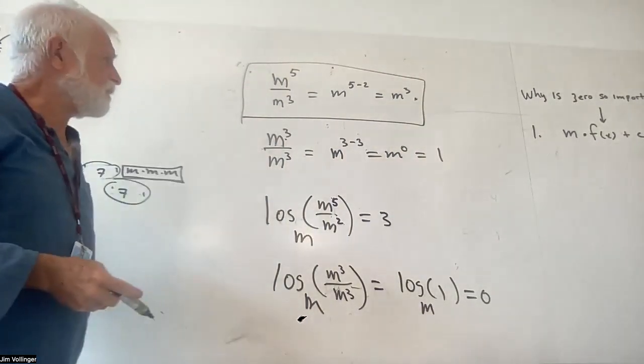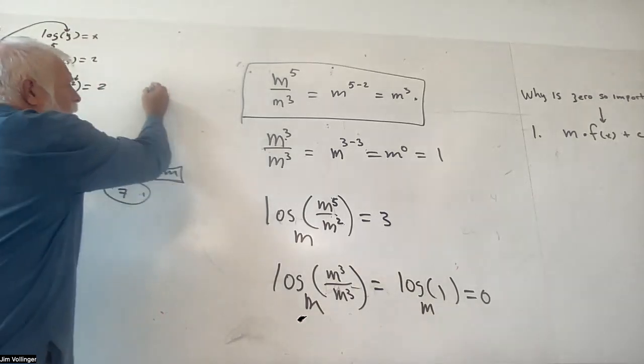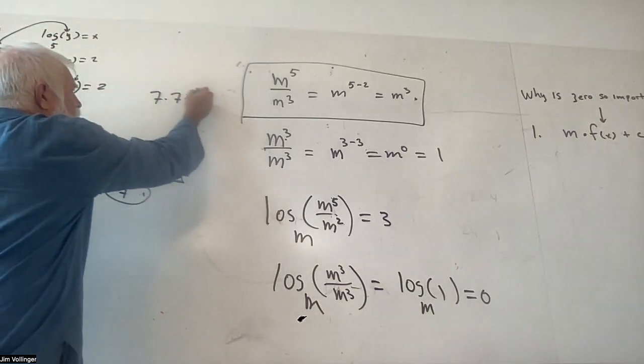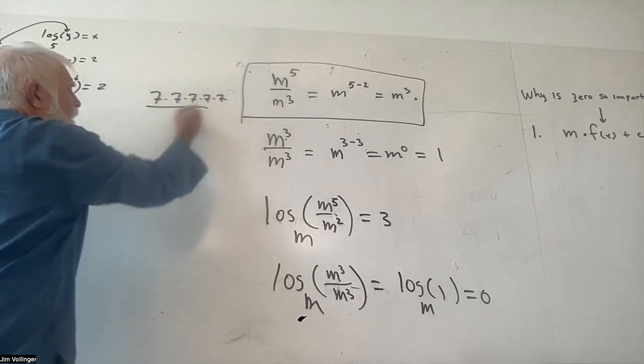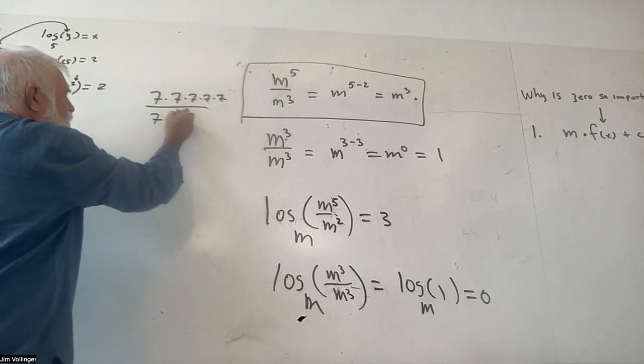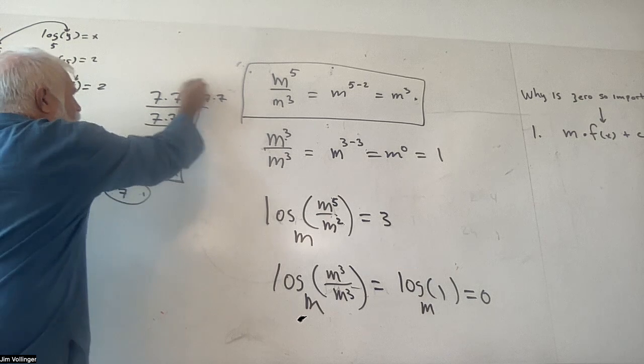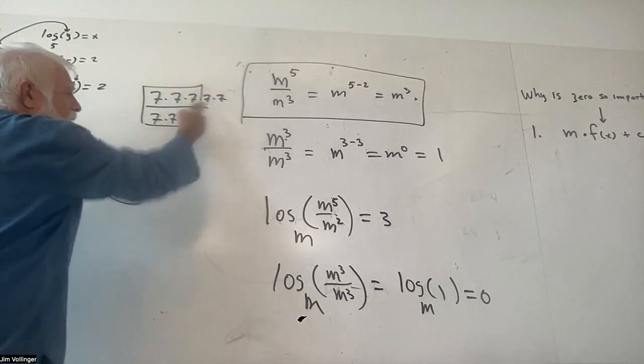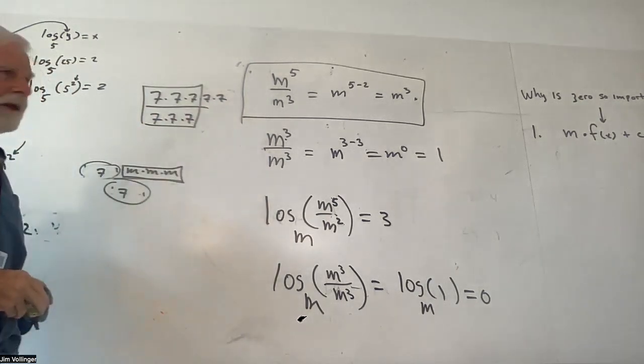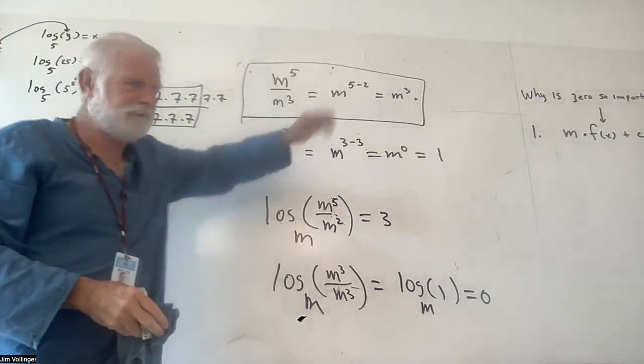You can always plug numbers in for m. You can do 7 times 7 times 7 times 7 times 7 divided by 7 times 7 times 7. Well, I think I know that's the number 1. So 49 in that instance. Okay, but this is working for all numbers.